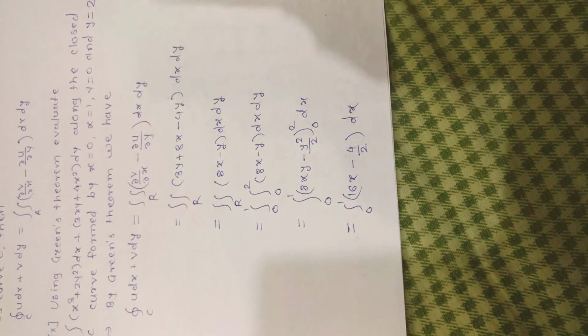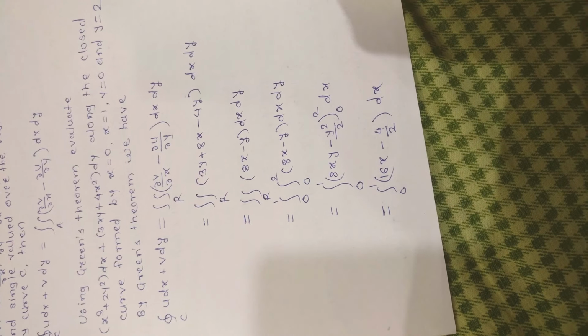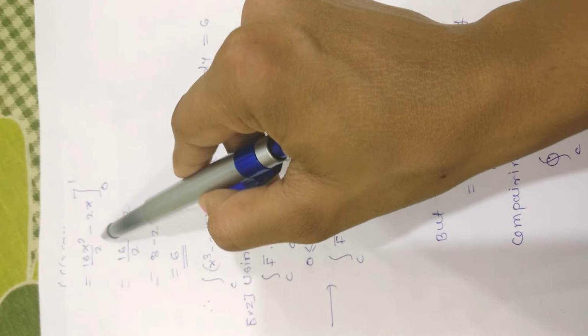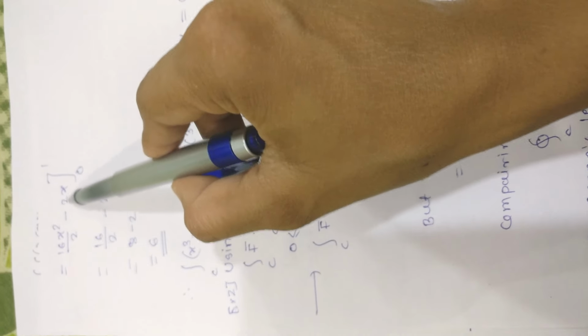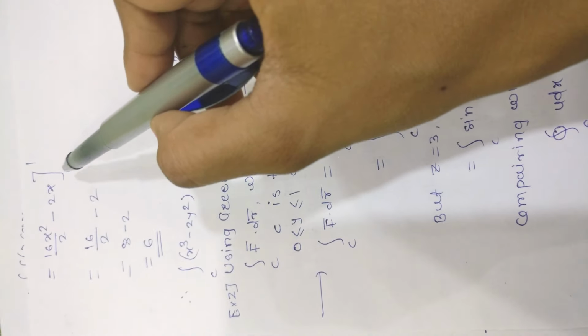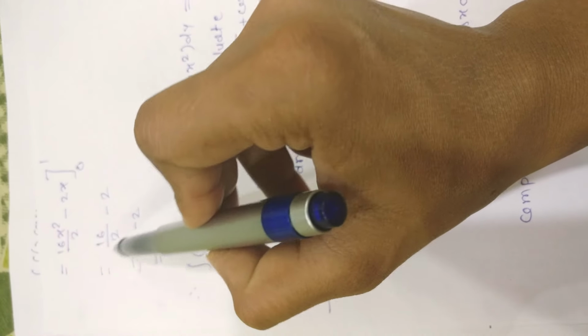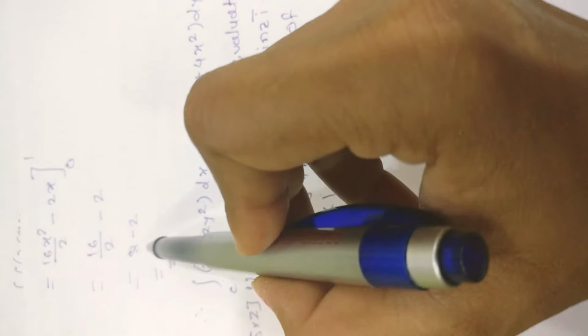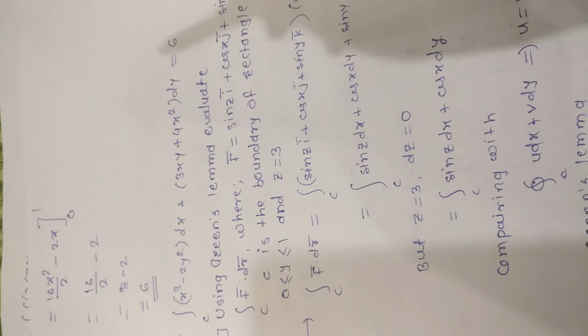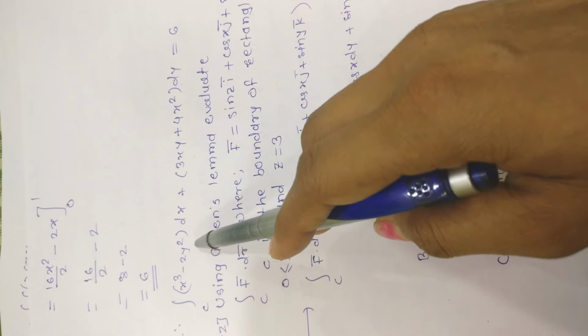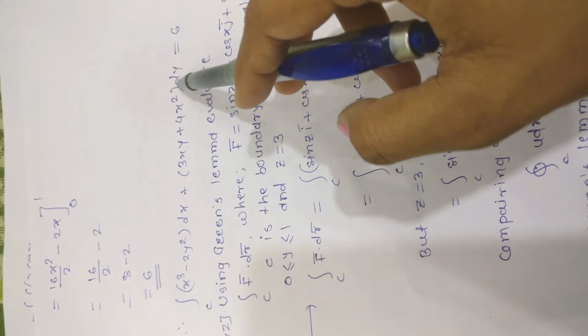Again take integration of these terms, so the integration of 16x is 16x square by 2 minus 4x by 2. So 2 and 4 get cancelled, so remains only minus 2x. So put limit of x 0 to 1. So that is equal to 16 by 2 minus 2. After solving we get 8 minus 2, that is equal to 6. So our final answer, integration over C of x cube plus 2y square dx plus 3xy plus 4x square dy, is equal to 6.